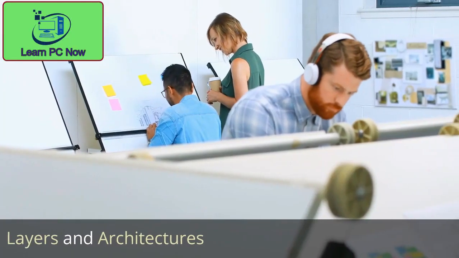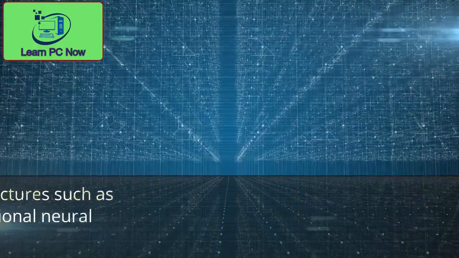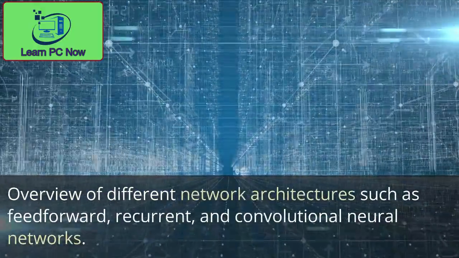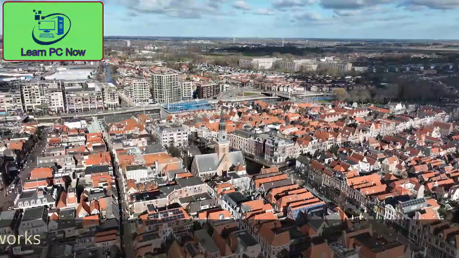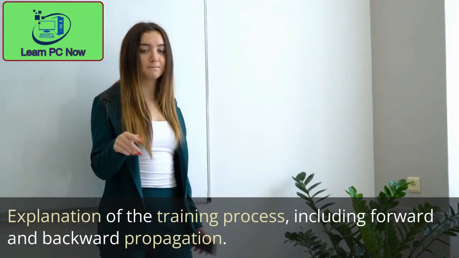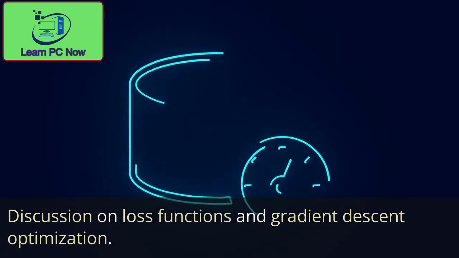Layers and architectures. Introduction to layers and their organization in neural networks. Overview of different network architectures such as feed-forward, recurrent, and convolutional neural networks. Training neural networks. Explanation of the training process, including forward and backward propagation. Discussion on loss functions and gradient descent optimization.